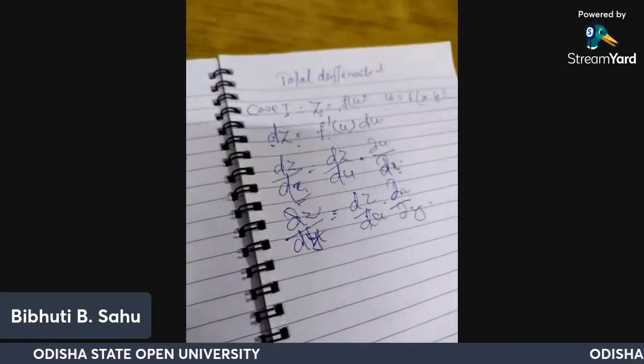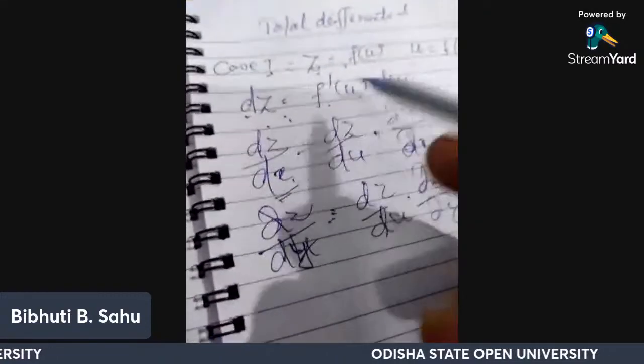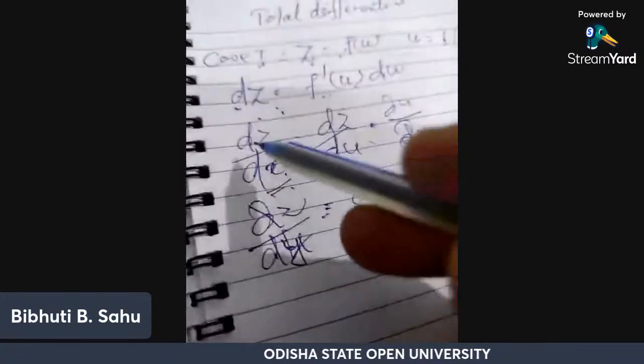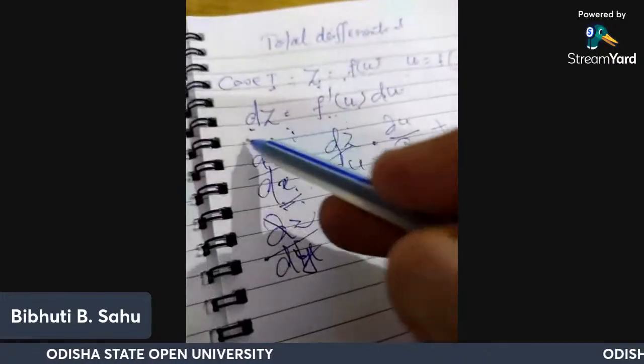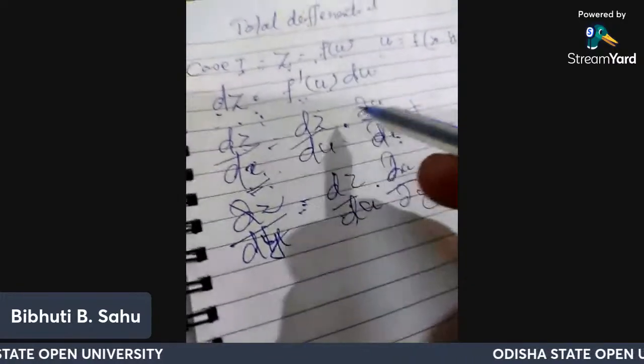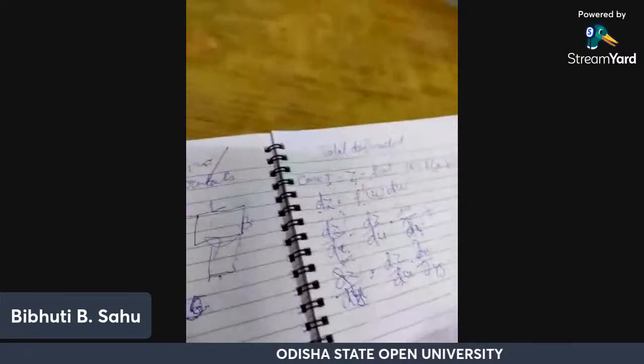So we can find these derivatives, or total derivatives, using del z del x plus del z del y, because this is the del z del x. So when the cases are different, this is one case. Now let's take case 2.